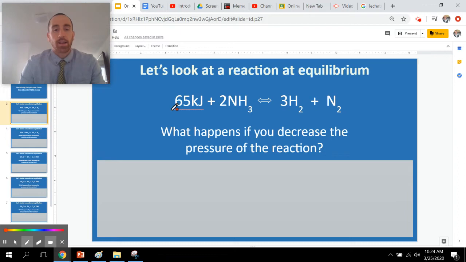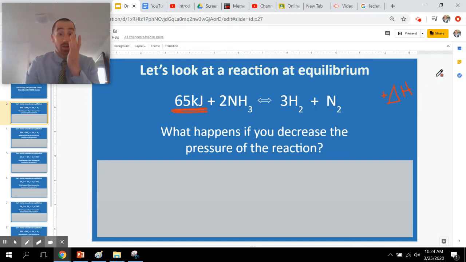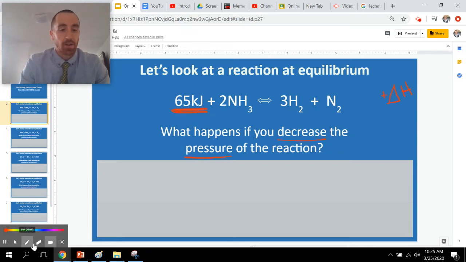All right, so quick thing. If you remembered from earlier videos, heat is a reactant. That would tell me that it is a positive delta H. If it's a positive delta H, that tells me it's endothermic. Okay, so this is an endothermic reaction. Now, that won't be important for questions on pressure. Anyway, let's apply what we've just learned and let's determine what happens if we decrease the pressure. Okay, so I'm going to erase the stuff above here that was not important. That was just a bit of a review.